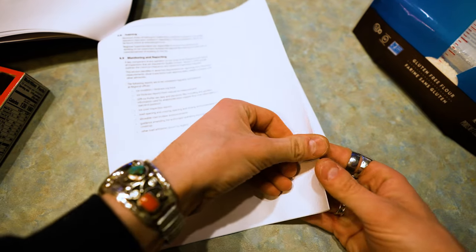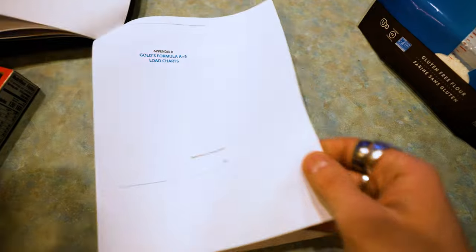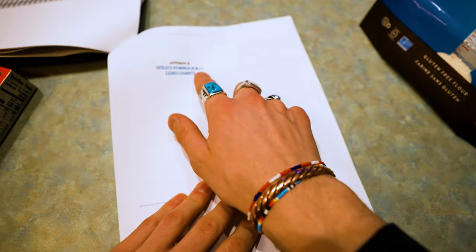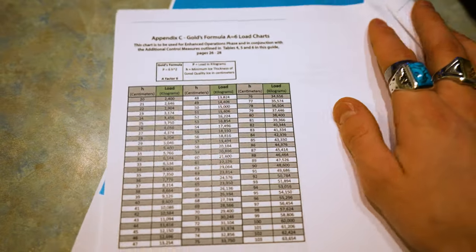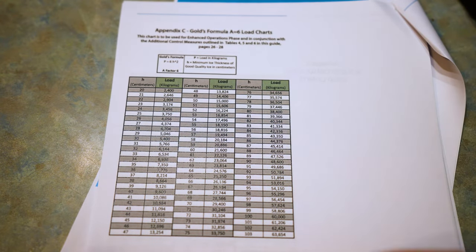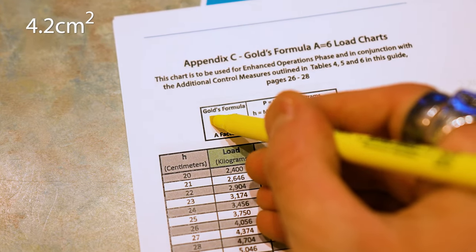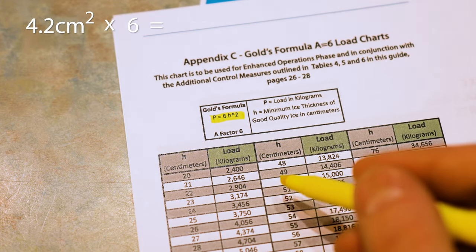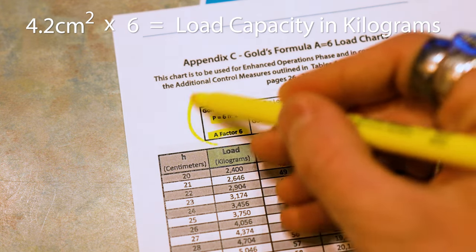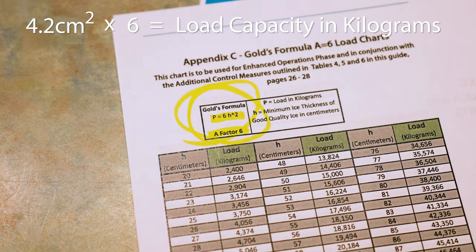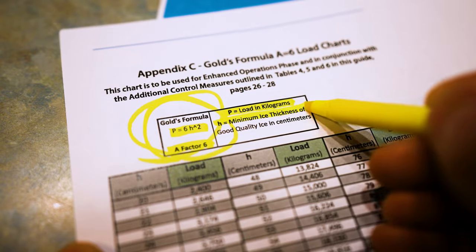ice strength grows exponentially for every centimeter that is added, and we know this from Gold's formula. By using Gold's formula, we can find the maximum load capacity of an ice sheet. We do this by squaring the ice thickness and then multiplying it by a load factor. The load factor can vary from 3.5 to 6 depending on the quality of the ice, and since this is clear black ice, we're going to use the highest load factor of 6.